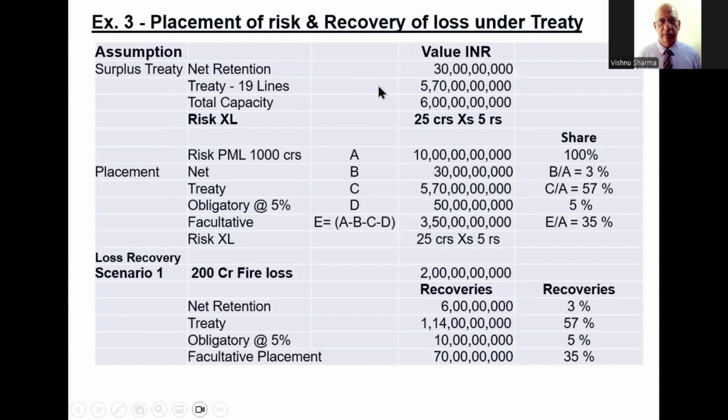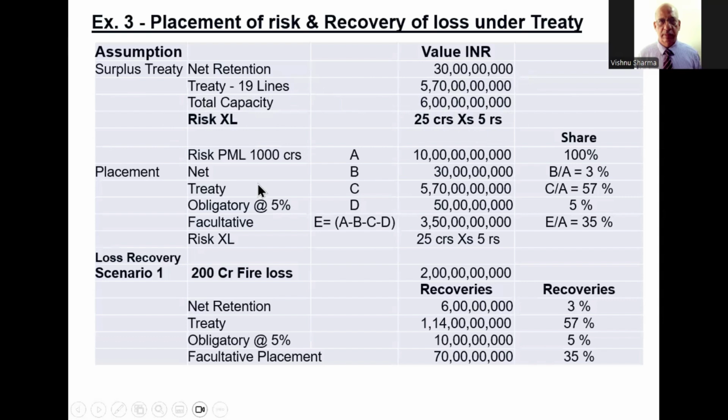Net retention is 30 crores. A 19 line treaty is there. So your treaty support is 570 crores. Total capacity 600. Risk excess, they have taken 25 in excess of 5. This is the risk excess the company has taken, and this is the treaty arrangement. So it is a surplus treaty with a retention of 30 and 19 lines of support.